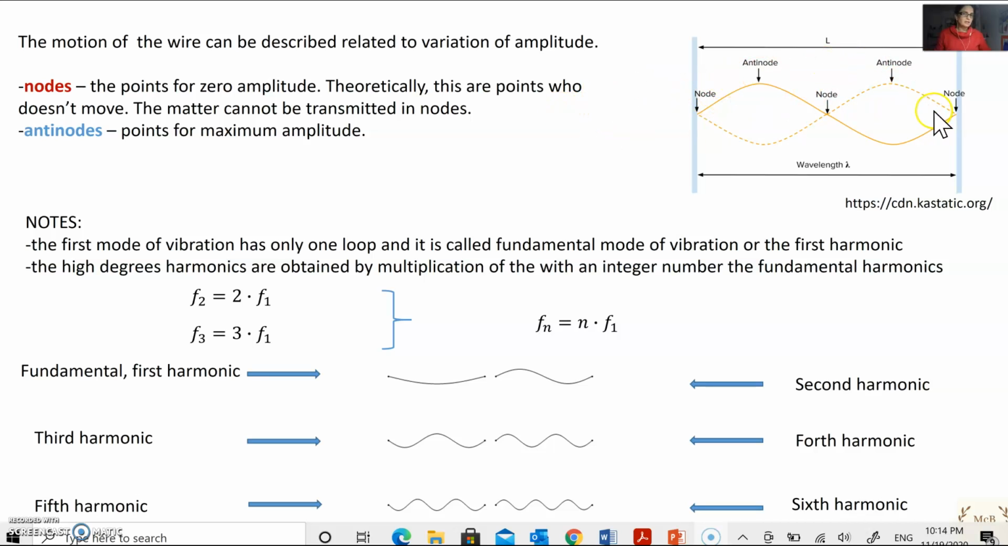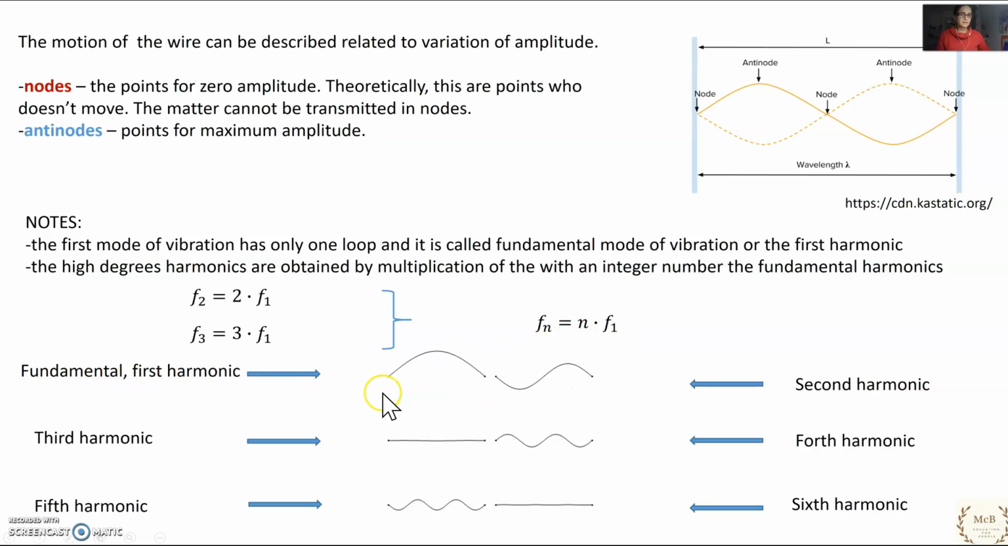The number of antinodes will describe the standing wave. If we have a certain frequency called fundamental, we will see here we have only one antinode. If we multiply the fundamental frequency by an integer number, we can obtain the second harmonic, third, fourth harmonic, and so on. This is all called the vibrational spectrum of the standing waves.